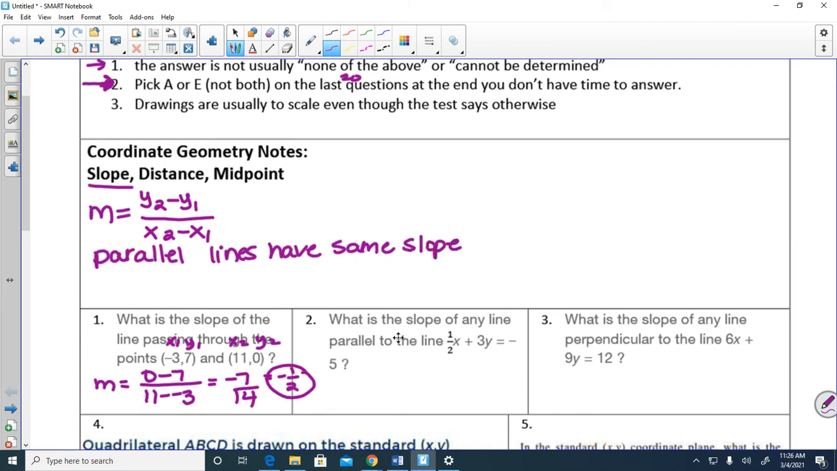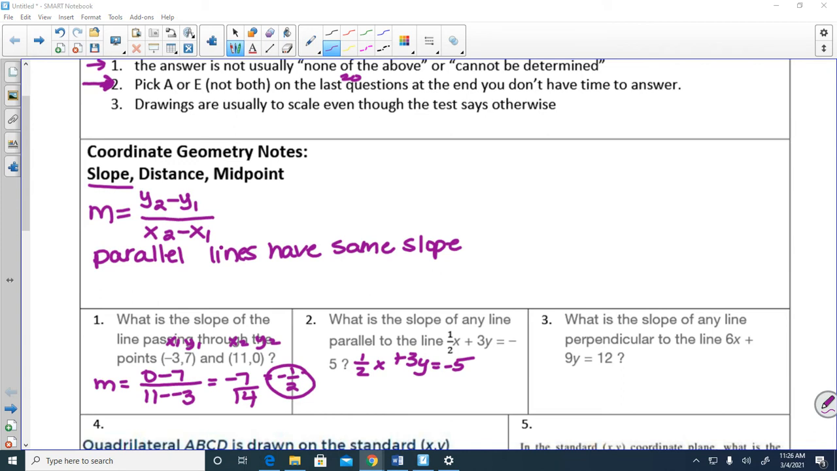So this question right here: what's the slope of any line parallel to the line 1/2 x plus 3y equals -5? Now, when it's written in this form, which is called standard form, I can't see what the slope is until I rewrite it in y equals mx plus b form. That is slope-intercept form. If I can get it in this form, then I can see that the slope is m. So let's try that. I'm going to rewrite this. First of all, I'm going to write the whole question.